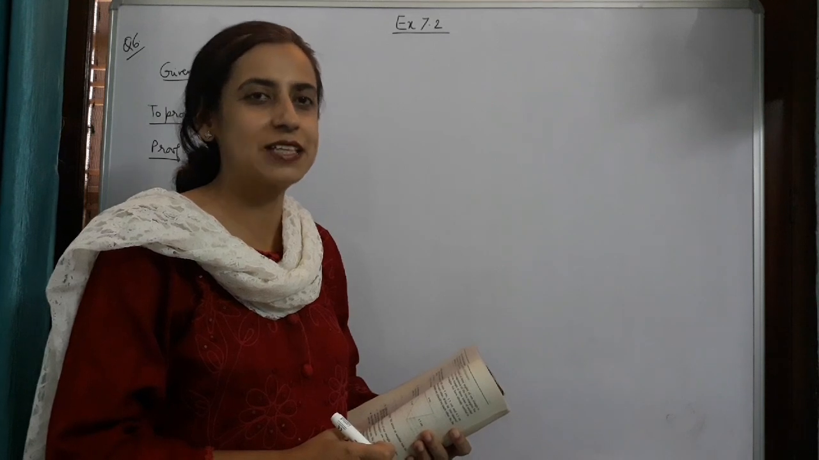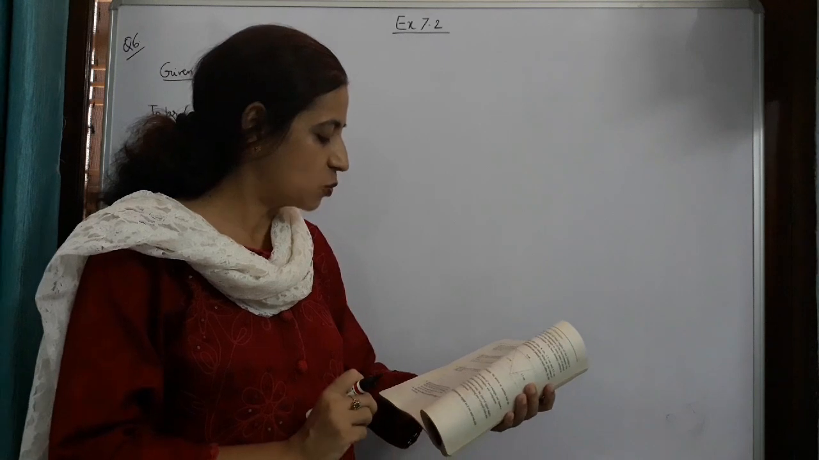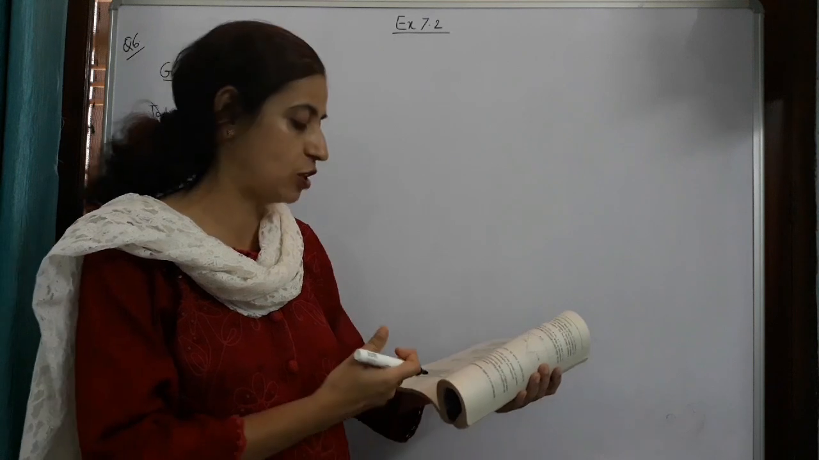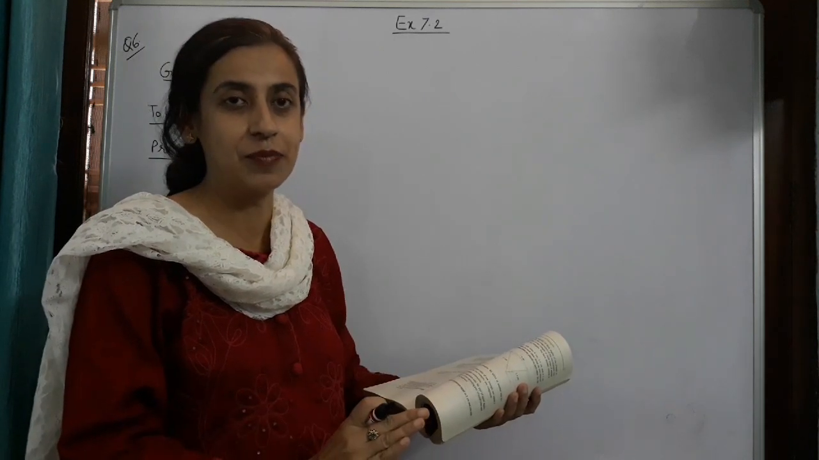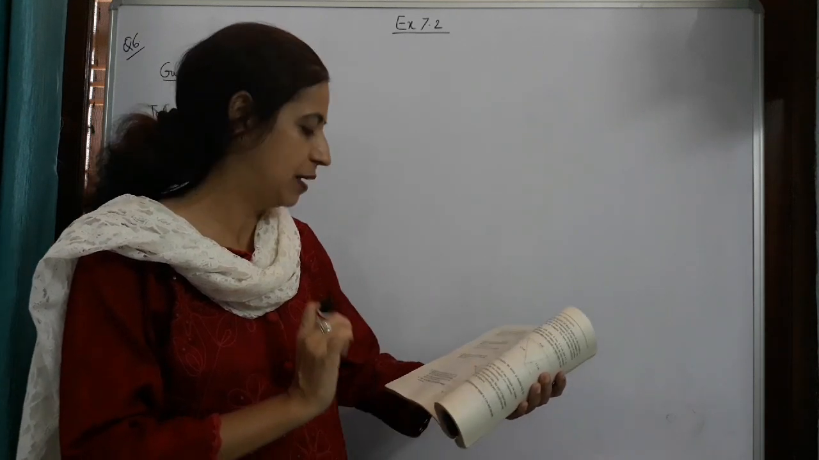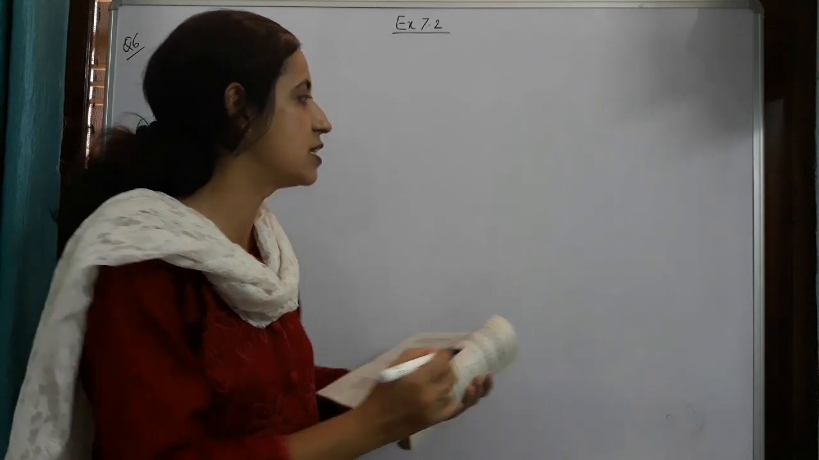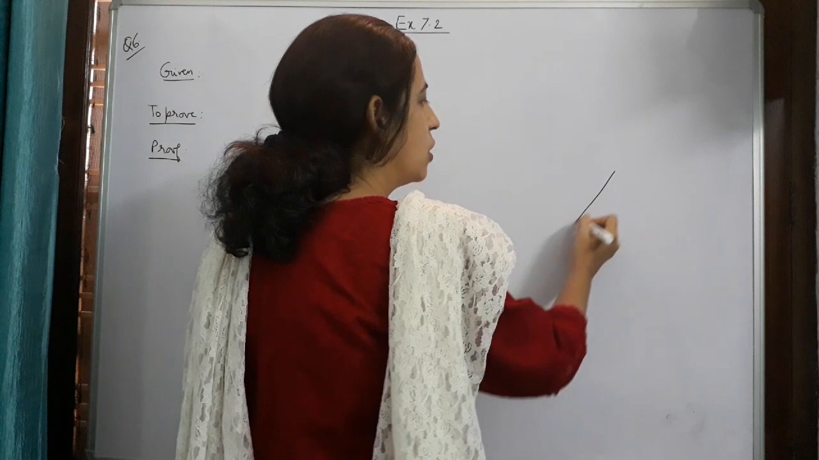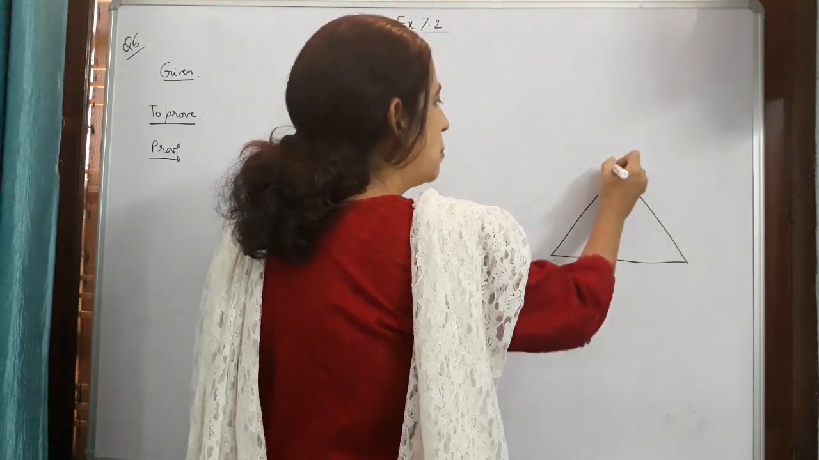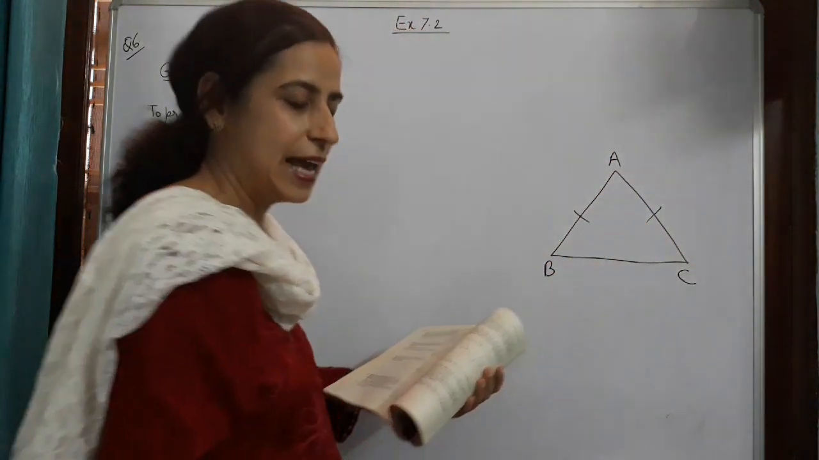Now we start with the next question, question number 6. This is an important question. In this question you can see that the figure is given to us in the book, but maybe in exams for this question they do not give us the figure. So let us read the statements and draw the figure on our own. Here it is said that triangle ABC is an isosceles triangle in which AB equal to AC. So let us draw an isosceles triangle ABC in which AB is equal to AC.